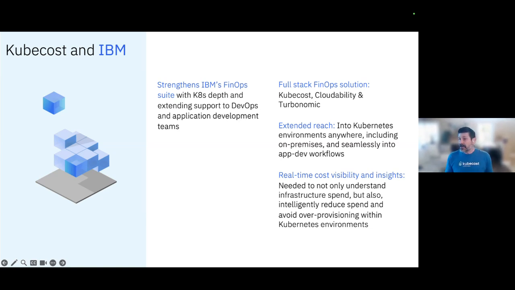Hey, Joe, quick question. Can you use Kubecost with Red Hat OpenShift? You absolutely can. And Red Hat OpenShift, that's a great question.